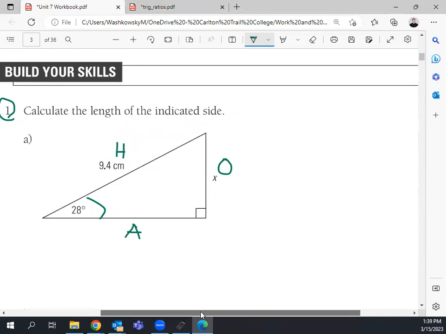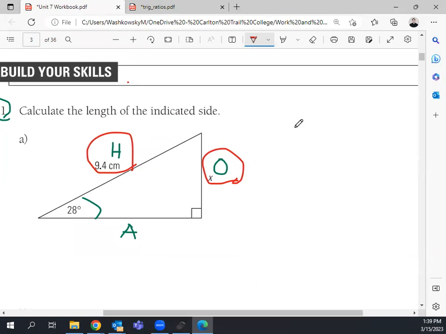And then Aiden, what's my next step now to solve this? Pick sine, cosine, or tangent. So how do I know which one I'm going to pick? O and H, because it has the numbers. Yeah, so sine of 28 degrees, good.